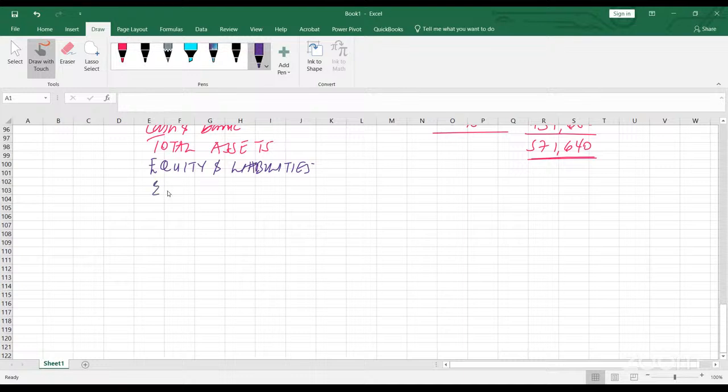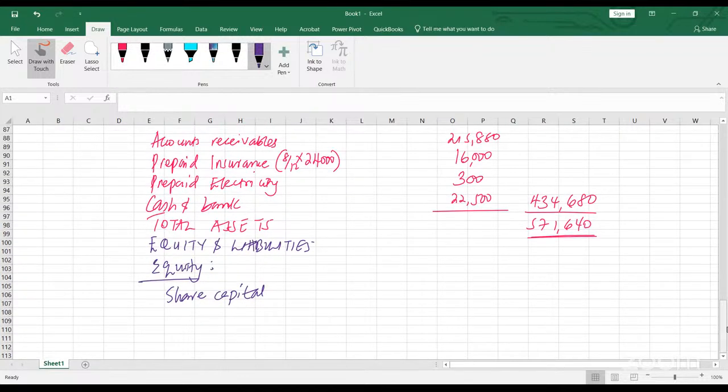Equity and liabilities. So we can start with equity. Under equity, please get your share capital. How much is the share capital of this company? Do we have share capital? How much is the share capital? How much is our share capital? Four, three, five, eight, 43538.